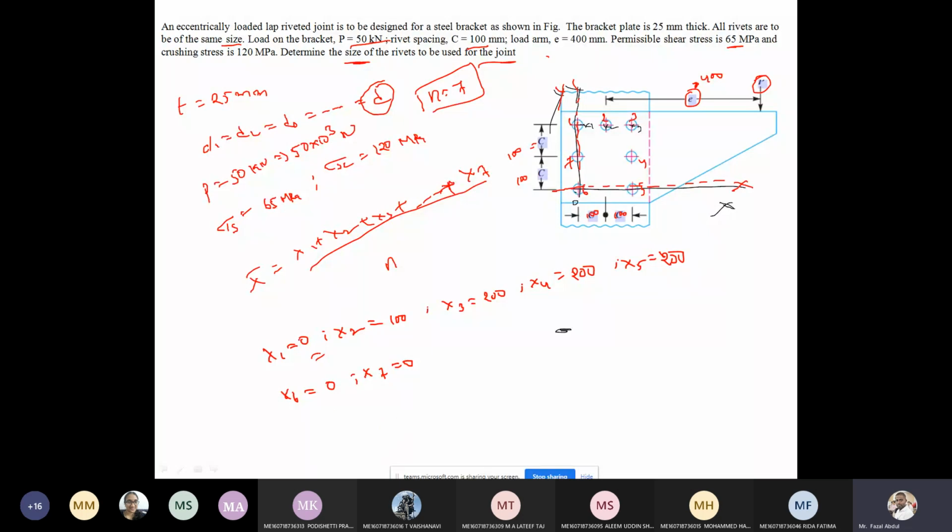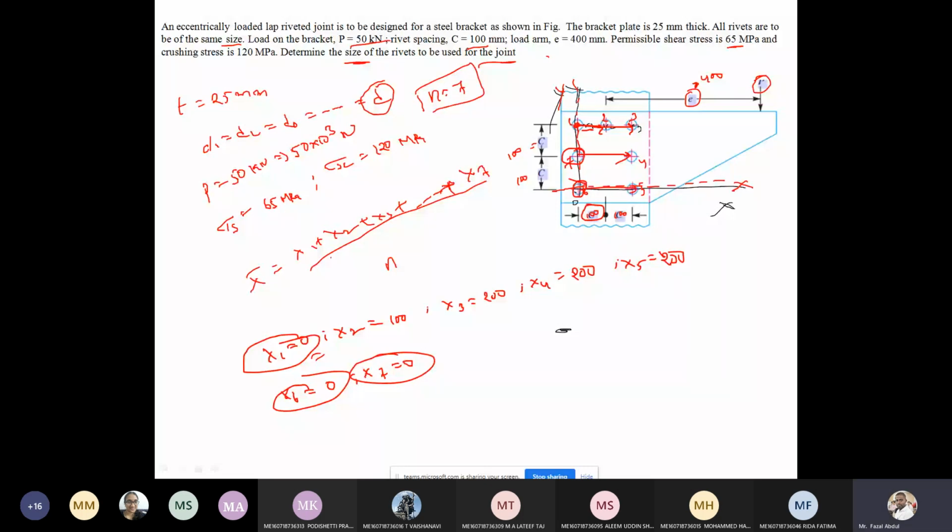Why have I written x1 as 0, x7 as 0, x6 as 0? Because x1, x7, x6 lie along the y-axis. There is no distance between the axis and this center. And the distance from here to here, x2, is 100. And from the center the distance is 200. This is 200, that I have written here.